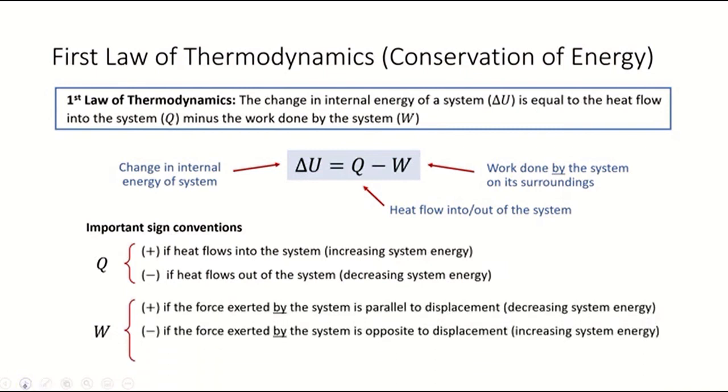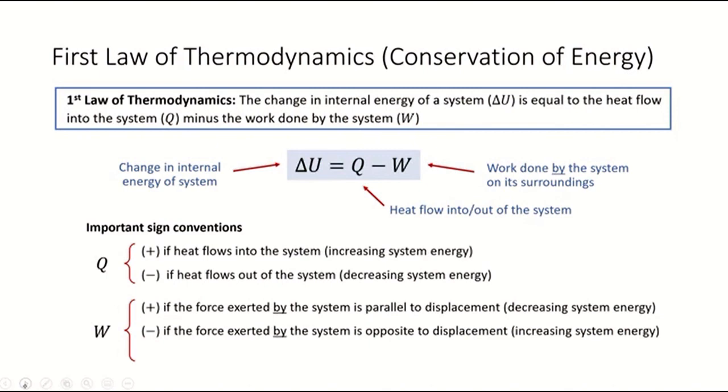The work one, like I've already alluded to, is a little bit trickier. Work done by the system is going to be positive if the force exerted by the system is parallel to the displacement. Think back to the equation W equals F D cosine theta, where theta is the angle between F and D. We get positive work when the force and the displacement it causes are in the same direction, so theta is 0. We get negative work done by the system if the force exerted by the system is in the opposite direction compared to the displacement that it causes.